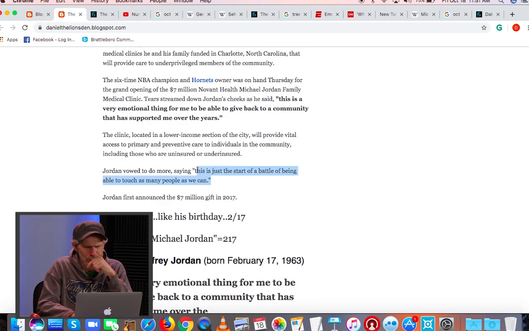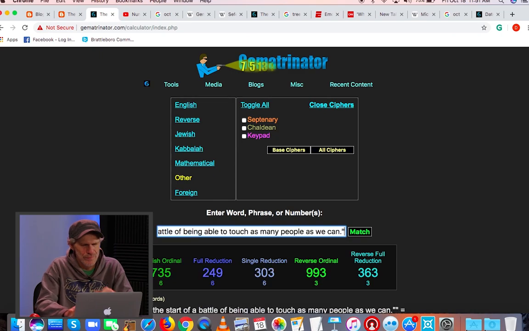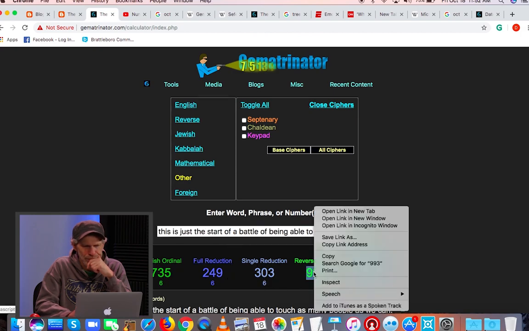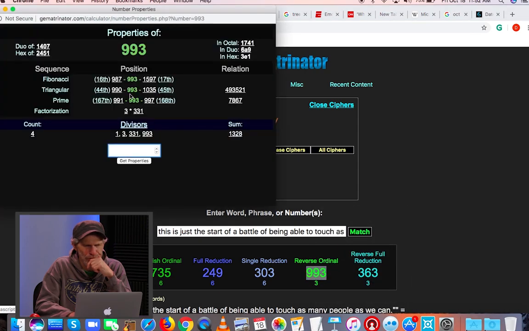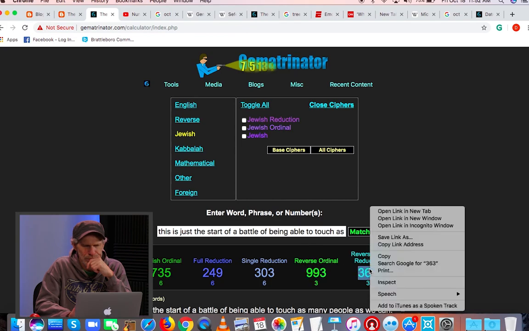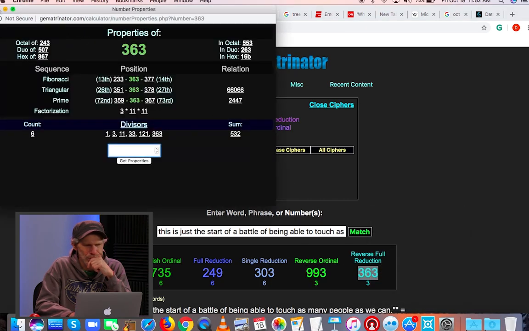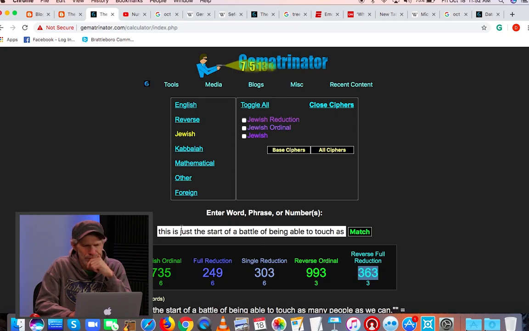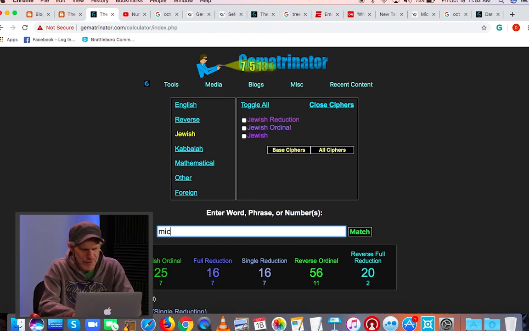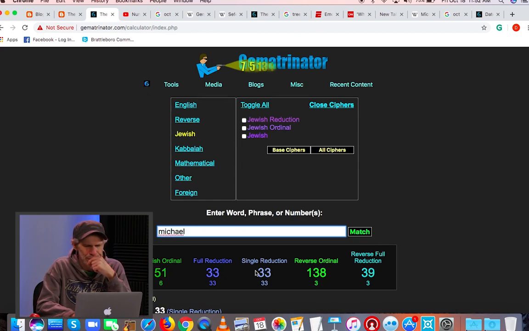So what about this quote? Maybe we can see. "This is just the start of a battle." Let's look at that for fun. See what that equals. Oh, look, here's our 33. We need a 33 in there. "Yeah, touch as many people as possible." 303 is 33. Let's see if any of these numbers are prime. I don't know offhand. No. But we got our number. So he's saying that, and Michael, you write out Michael equals 33. You know, underprivileged.